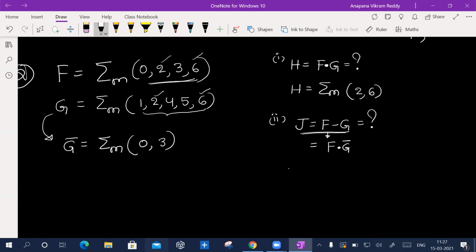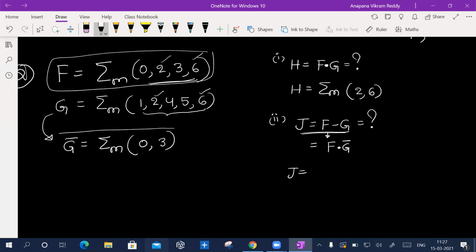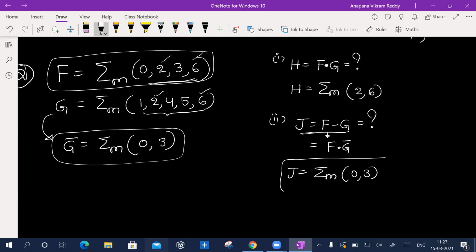Now what is J? J is equal to F and G complement. Now you tell me what common terms you have between F and G complement. 0 and 3. That's the answer. For example, if I give you K is equal to F or G, then how do you solve this?